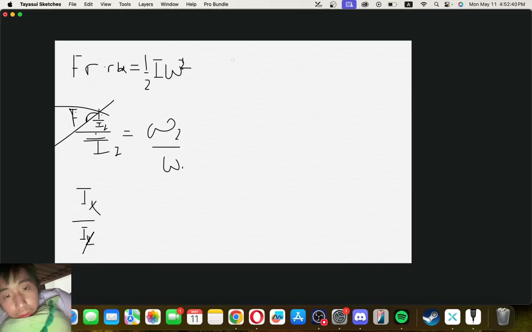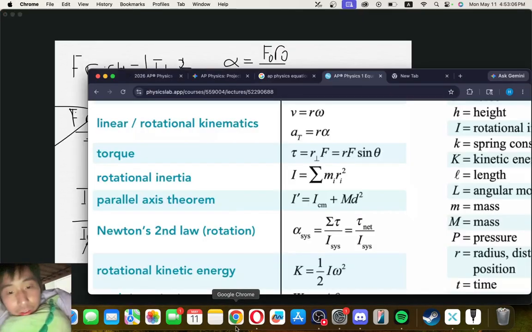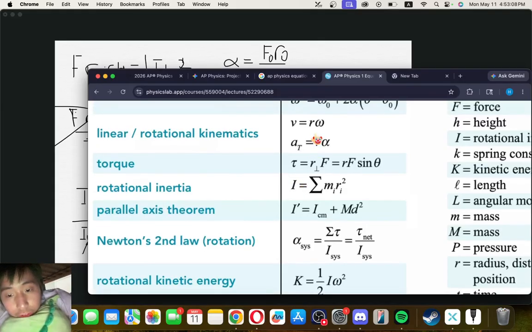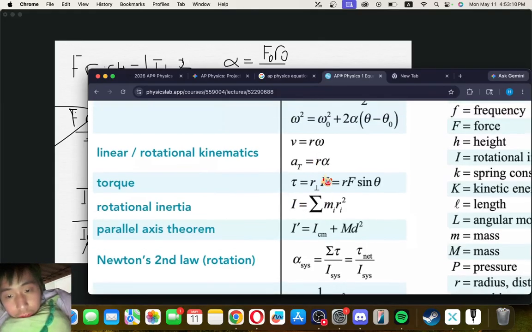Okay, so alpha equals FR over I_X. And then alpha equals A tangent over R. Oh shoot, this is actually bad. This is not good. This is not good.